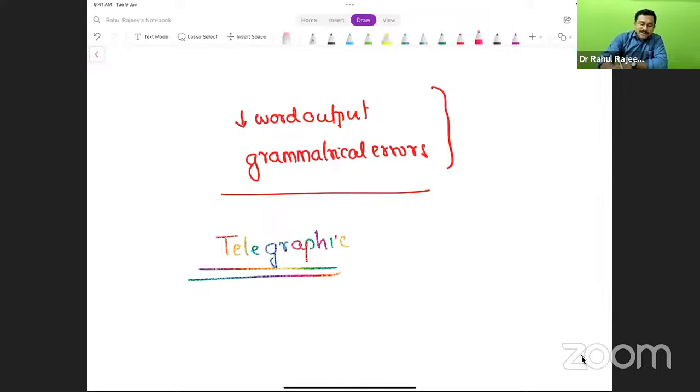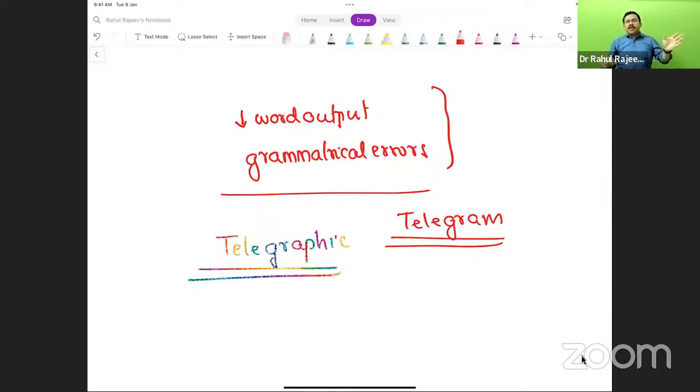I hope you have heard about Telegram, not the Telegram groups that everyone has. Telegram means, in previous days, instead of a letter, if you had something very urgent, you used to send a telegram. And nobody used to write long sentences in a telegram because when you put sentences in it, each word has a cost. So whoever is sending the telegram will try to keep it very crisp and short.